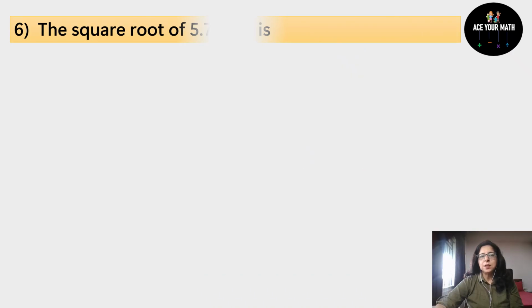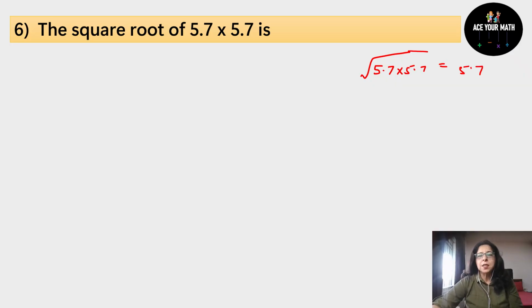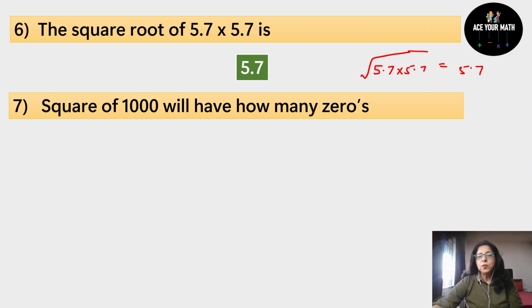Now look at the next question. The square root of 5.7 times 5.7 is, it's very simple. If you find the square root of 5.7 times 5.7, what will be the answer? You will get 5.7 only. Okay, so the answer is 5.7. Now look at the next question. The square of 1000 will have how many zeros? 1000 has 3 zeros in it. So when you find the square, you will just double the number of zeros. So you will get 6 zeros in the answer.